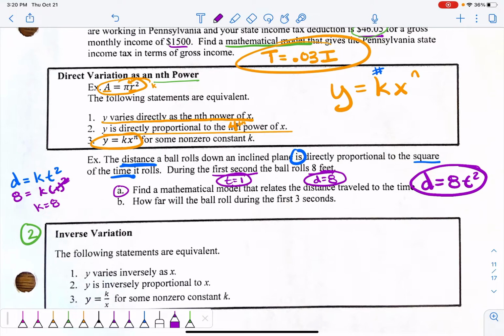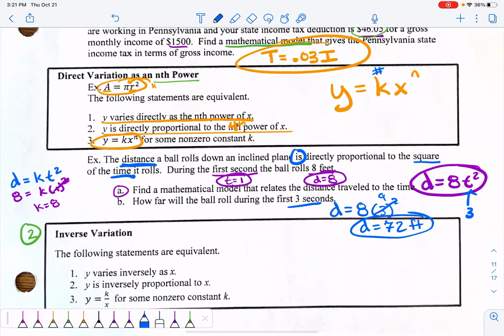Now, part B, they're using that formula to solve other things, right? How far will the ball roll during the first 3 seconds? So we just plug 3 in for t, and we solve for d. So d equals 8 times 3 squared. 3 squared is 9. 9 times 8 is 72, so the distance will be 72, and I think it's in feet. Yeah, feet, 72 feet, okay? That's how that works, all right?